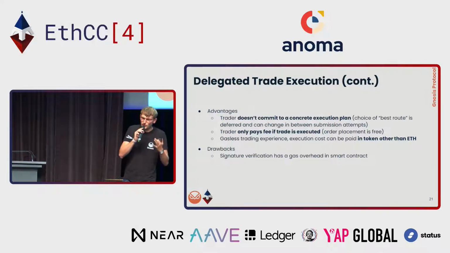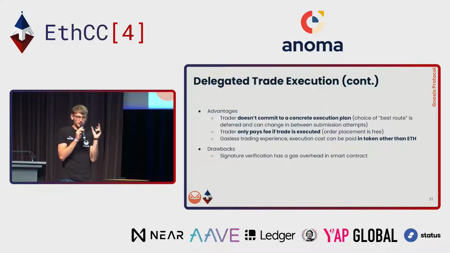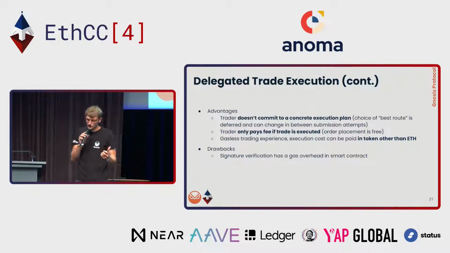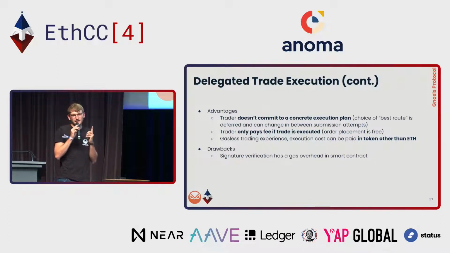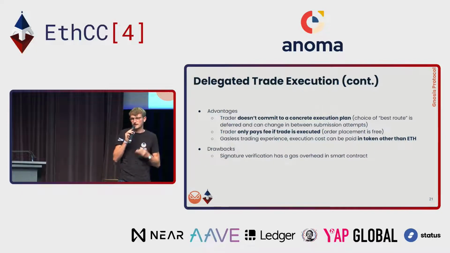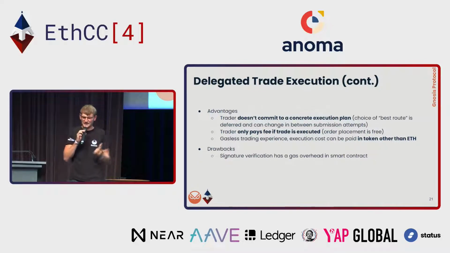Basically, the way that the solvers are incentivized is that from your trade amount, basically from your proceeds, let's say, they can take a small fraction that you sign beforehand. Here's the amount of my buy token or the amount of my sell token that I'm willing to give to the solver that settles my trade for me in the case that it goes through. So you only pay a fee if the trade is executed, and you can pay your fee in a token that is different than ETH. You don't need to own native ETH in order to be trading via Gnosis Protocol. And that's a super nice experience because, well, you don't have to sell your precious ETH. It feels like it's a gasless trading experience.